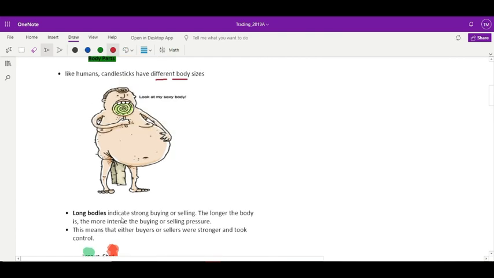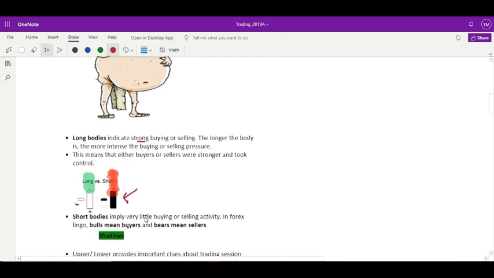So long bodies indicate that there is strong buying, right? If you see a long body that's green, that's why I put a color here, it doesn't matter if it's green for buyers, it shows that there is a strong pressure of buyers coming in. If it's a red body, but long, it means there's a strong momentum of sellers coming in. So it describes something.